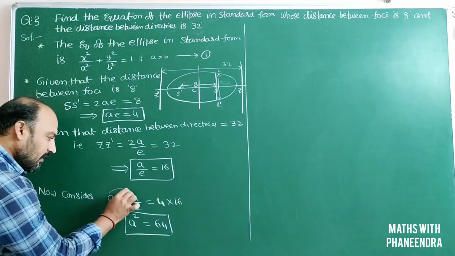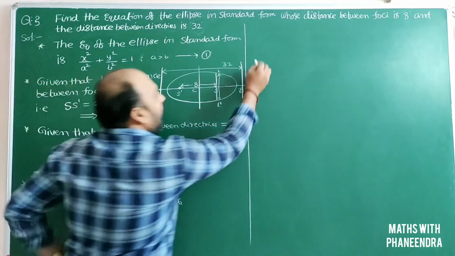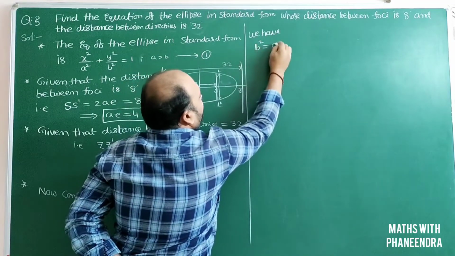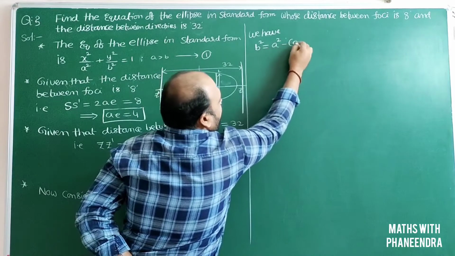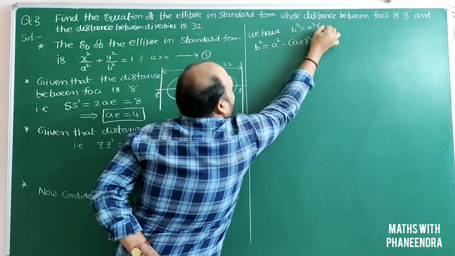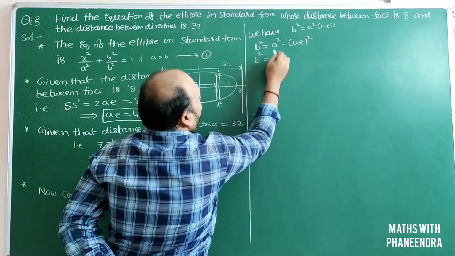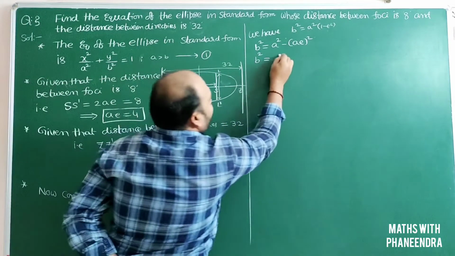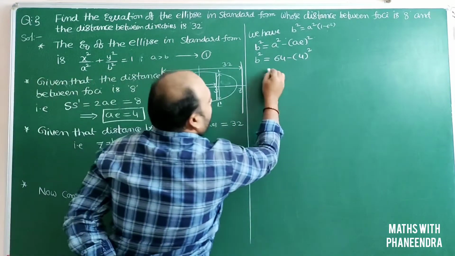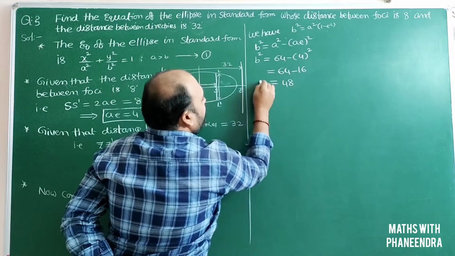After that, we have b square equal to a square minus ae whole square. Or we can write it like this also: b square equal to a square into 1 minus e square. That formula only we wrote like this. So b square, a square value 64, minus 4 square, the ae value 4 square. So 64 minus 16, which is equal to 48.